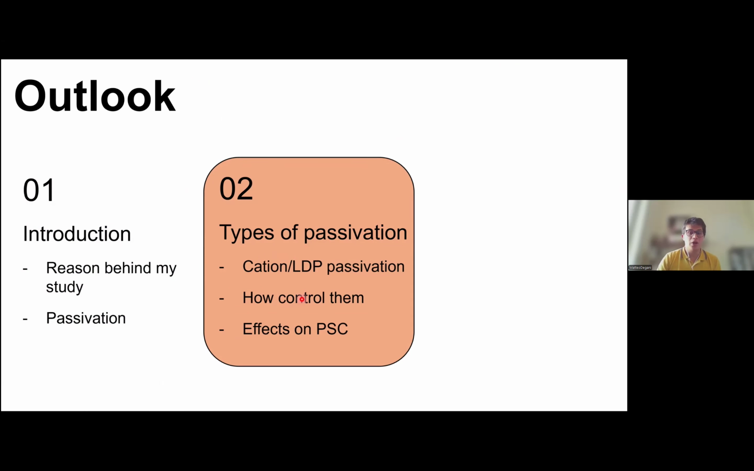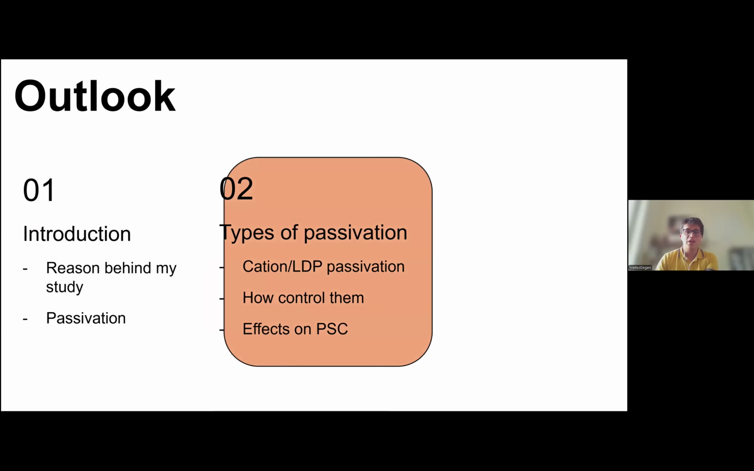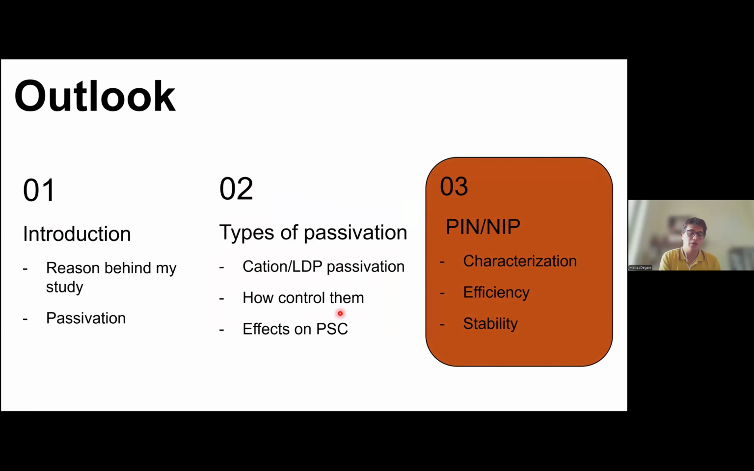I'm going to show you how we can control between one or the other and the effects they have in perovskite solar cells. Finally, in the last part of my talk, I'm going to present the experimental results I achieved in the labs here in Pavia, presenting the characterization, the efficiency we achieve, and also the stability.